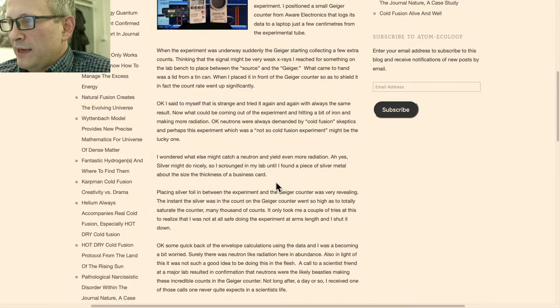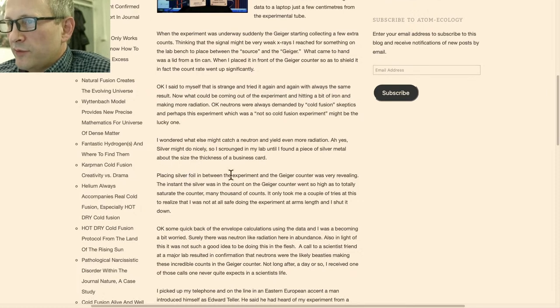So I scrounged in my lab until I found a piece of silver metal about the thickness of a business card. Placing the silver foil in between the experiment and the Geiger counter was very revealing. The instant the silver was in, the count on the Geiger counter went so high as to totally saturate the counter. Many thousands of counts. It only took me a couple of tries at this to realize that I was not at all safe doing the experiment at arm's length, and I shut it down. So essentially, he thought that this was neutrons.